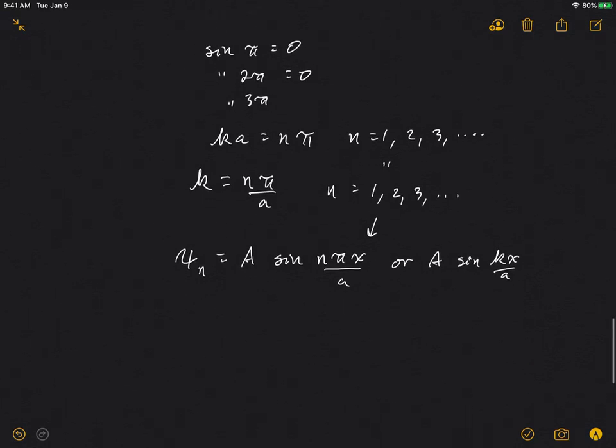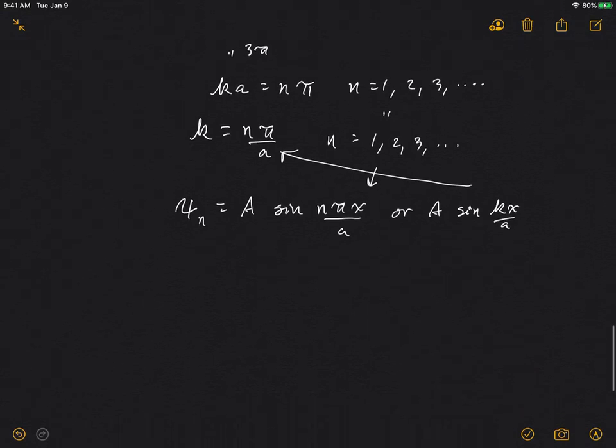We can just say a sine kx over a, and then just define k using that expression. Either one. Okay, so now that we have found a set of wave functions that are solutions to the Schrodinger equation and that obey the boundary conditions, now let's move on to energy or energy levels.